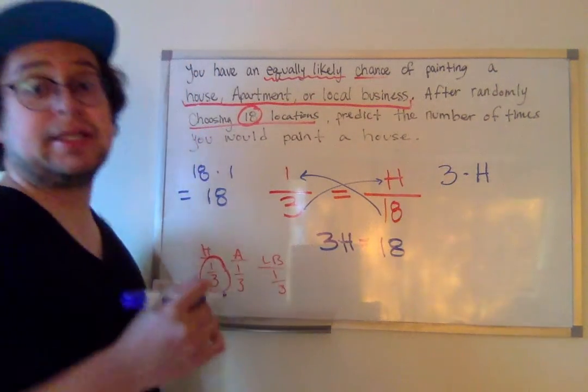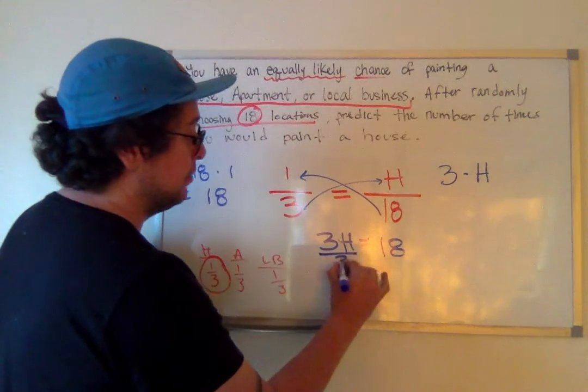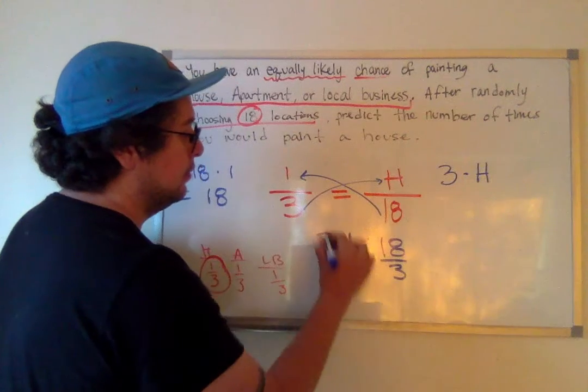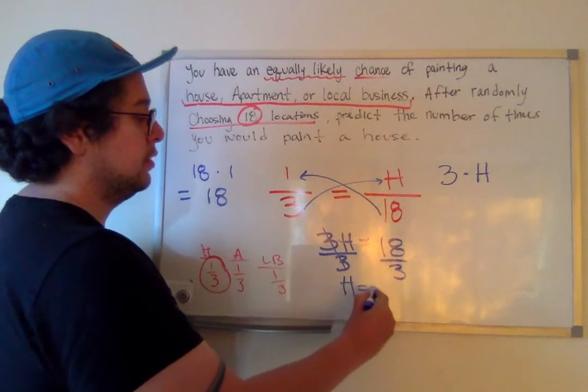These are multiplying. The opposite of multiplication is division. So we're going to divide by 3, 1h. So h equals 6.